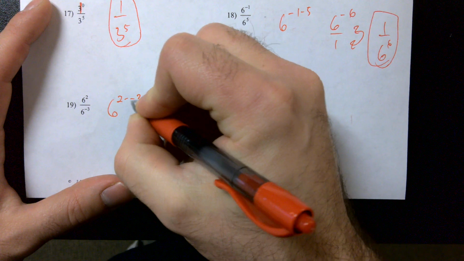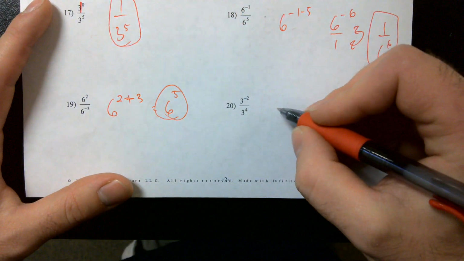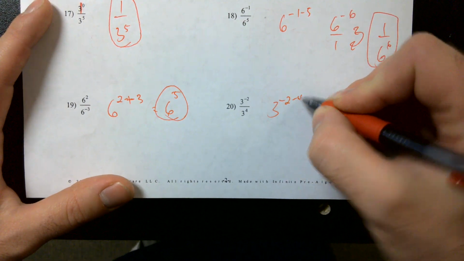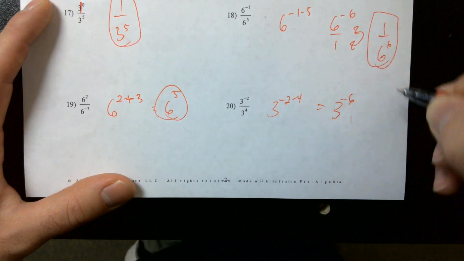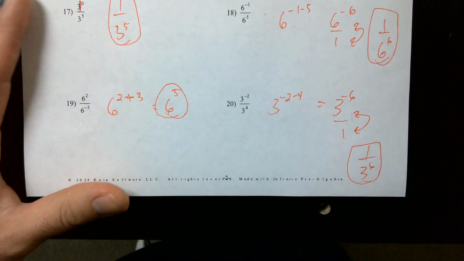2 minus negative 3. 2 minuses make a plus. And negative 2 minus 4 gives me negative 6. Put it over 1, flip it around, make it positive. There's our last answer.